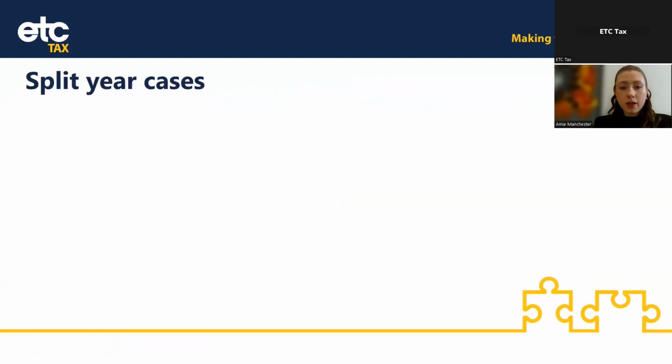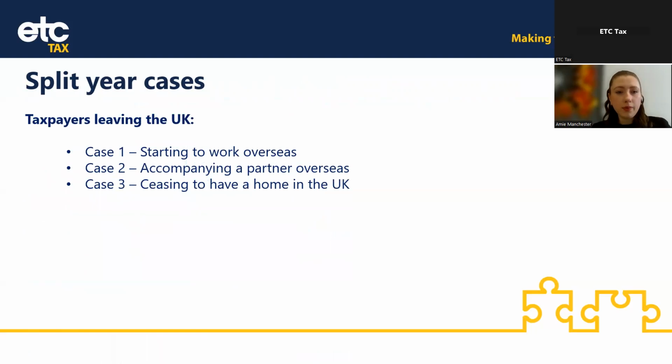Brilliant. So just a little bit of detail around the cases. There's 3 cases available for taxpayers leaving the UK. We have case 1, starting to work overseas, case 2, accompanying a partner overseas, and case 3, ceasing to have a home in the UK.